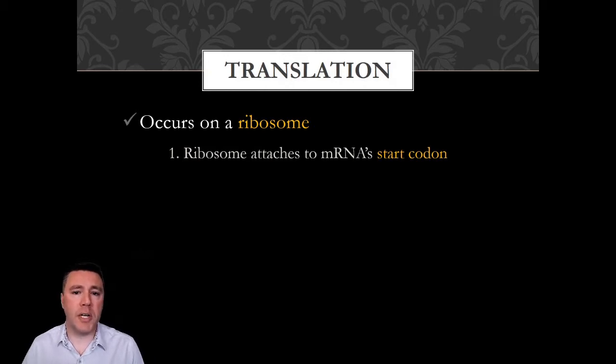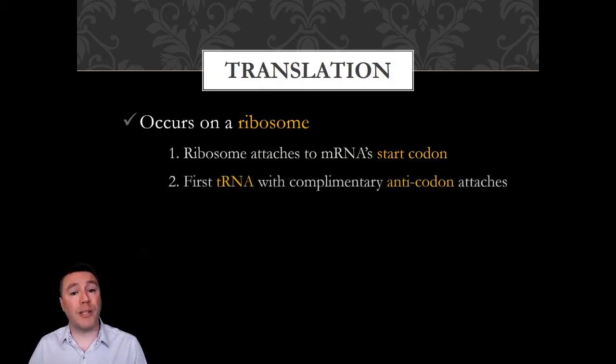The start codon is a 3-nucleotide sequence of bases in messenger RNA that identifies where the ribosome should begin the translation process. Once the ribosome has identified the start codon, then the first transfer RNA will arrive. Now, the T in tRNA stands for transfer, and what it's transferring are amino acids. It's the job of transfer RNAs to bring amino acids to the ribosome so the ribosome can put them together and assemble a protein.